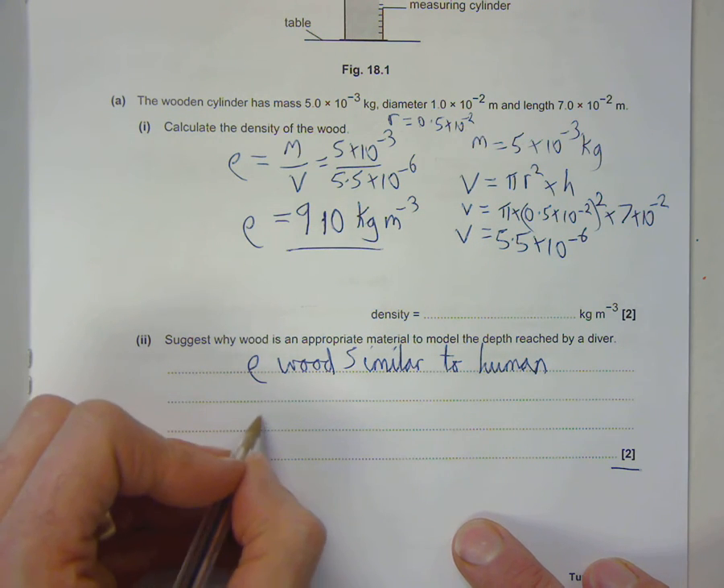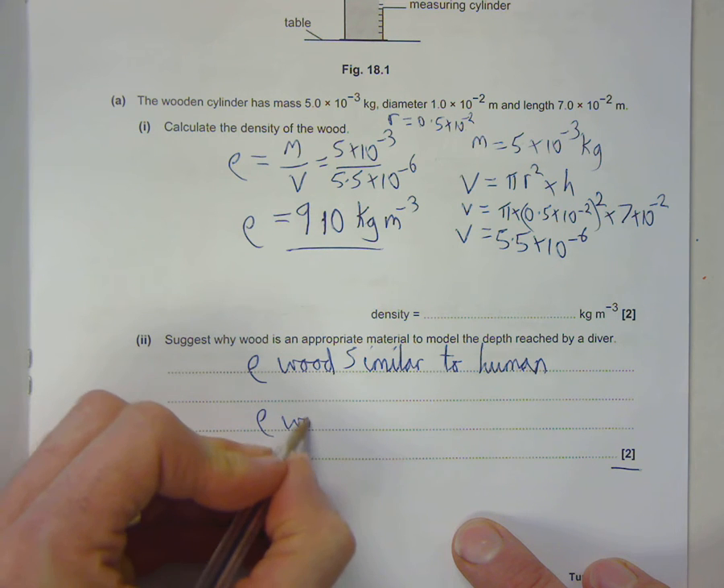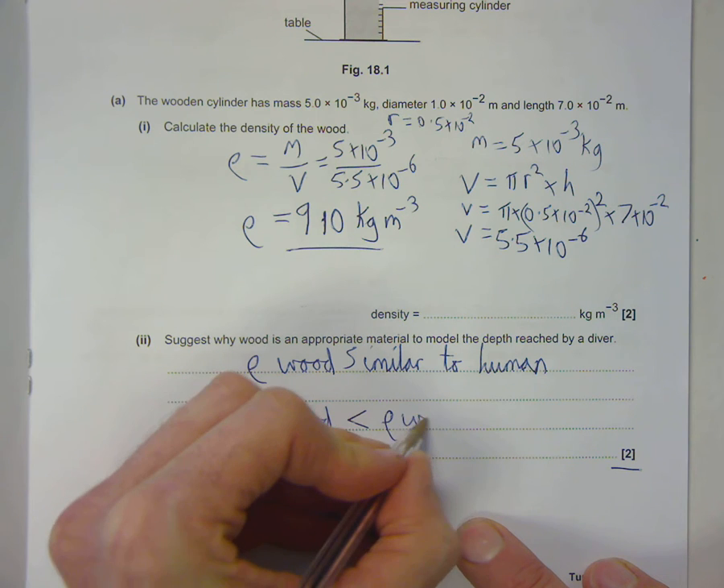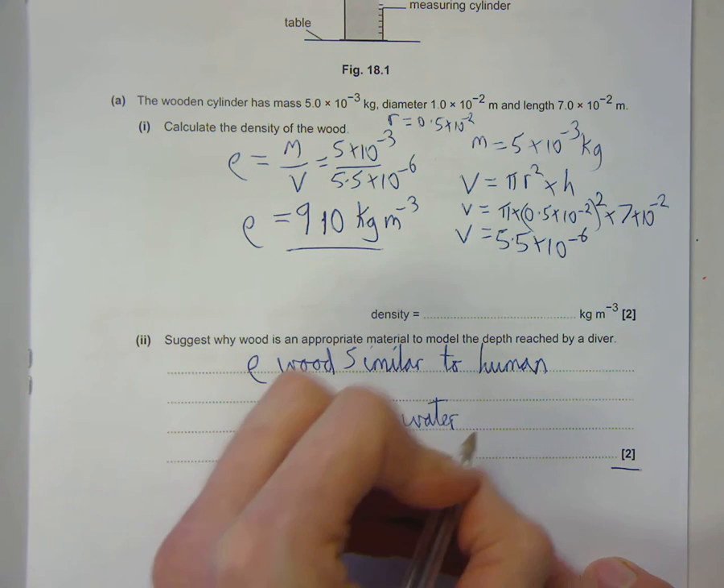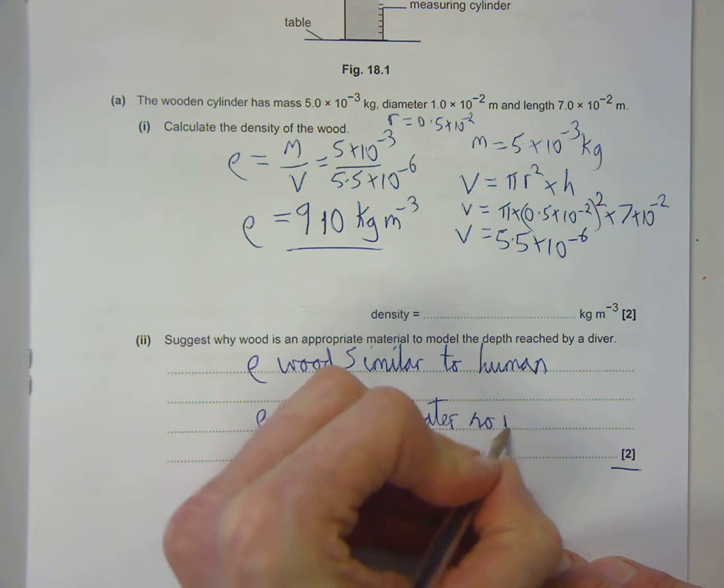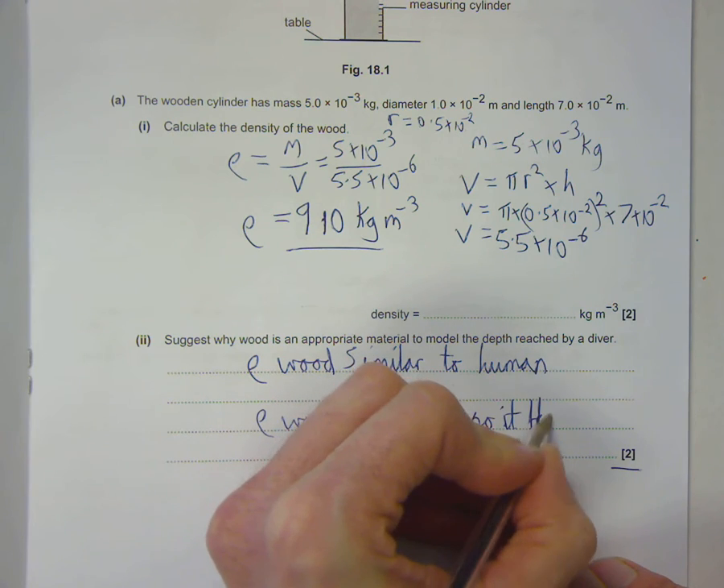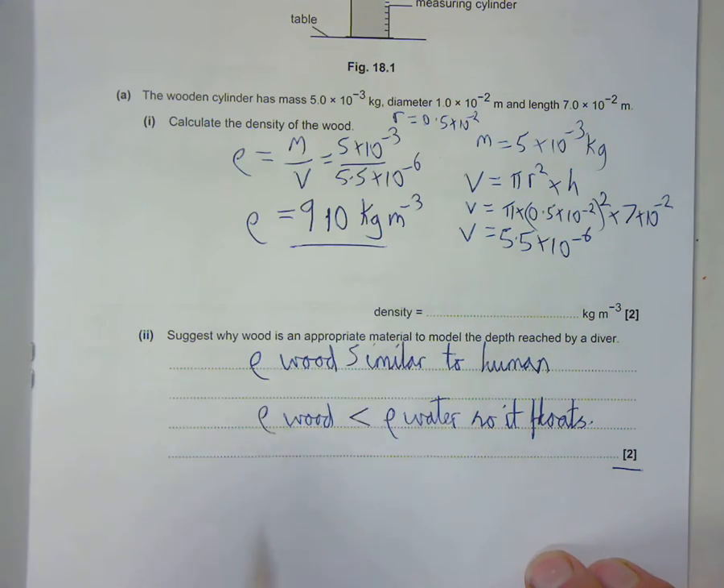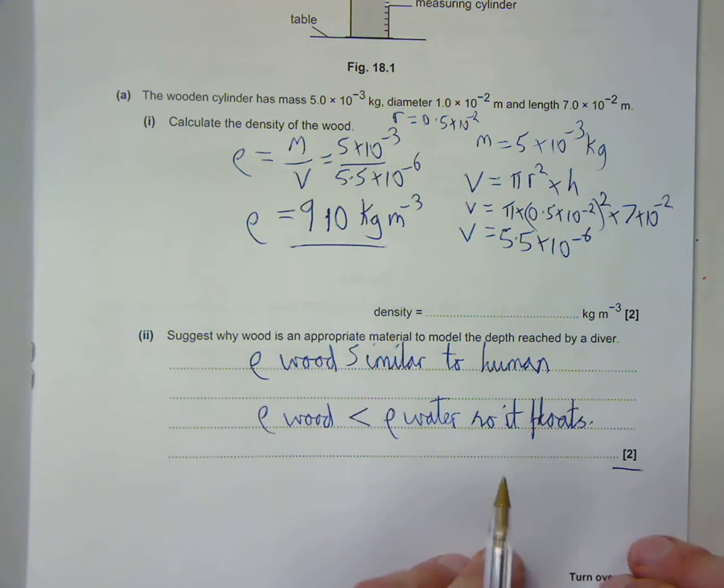Well, the density of wood is less than the density of water. Okay, so it floats. If it didn't float, then as you dropped it, it would continue sinking and never bounce back up. So 2 marks.